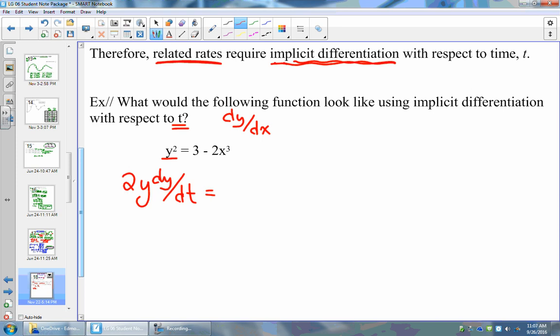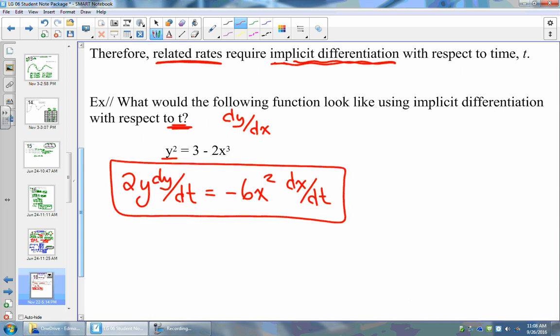The 3 is going to disappear, and then obviously we have that 3 times negative 2. Now, normally what we would do is just say negative 6x squared, and then we would be done with it. But because this is with respect to t, I also have to include dx dt. So everything has to have that implicit differentiation badge on it. We've got to put everything in regards to t. Okay, in relation to t.